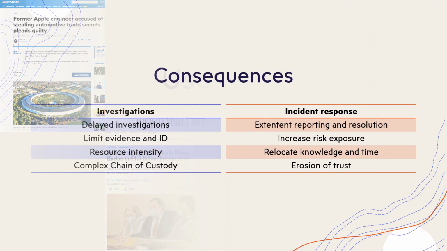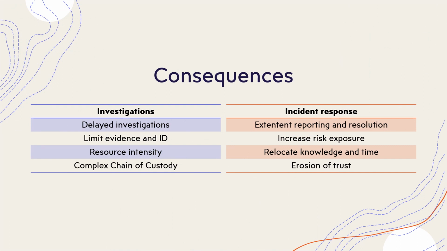The consequences are twofold. First off, it leads to a delay in the investigation, whereby there's little evidence and ID, more intensity in the resources that are used, and a complexity in the chain of custody. Second is the incident response, whereby the public becomes more exposed to the risk of digital crime, an erosion in trust, and the relocation of knowledge in time.